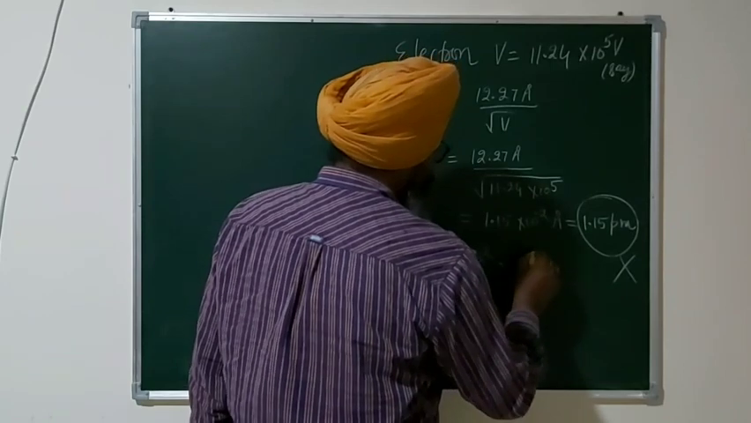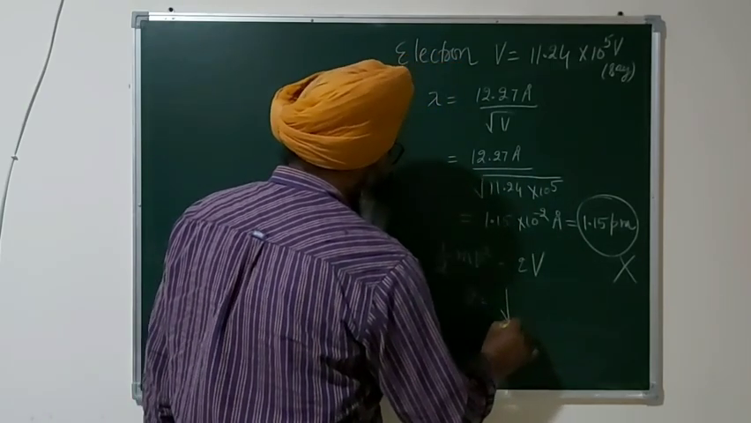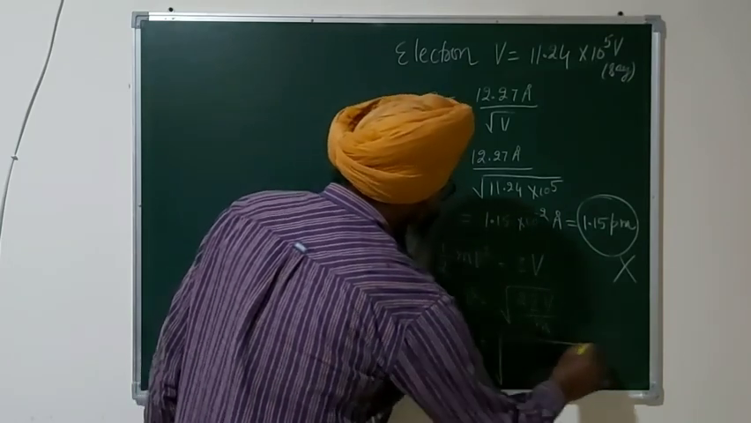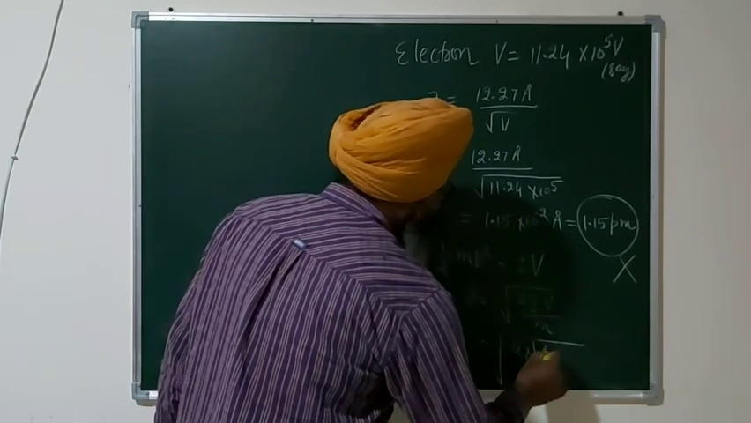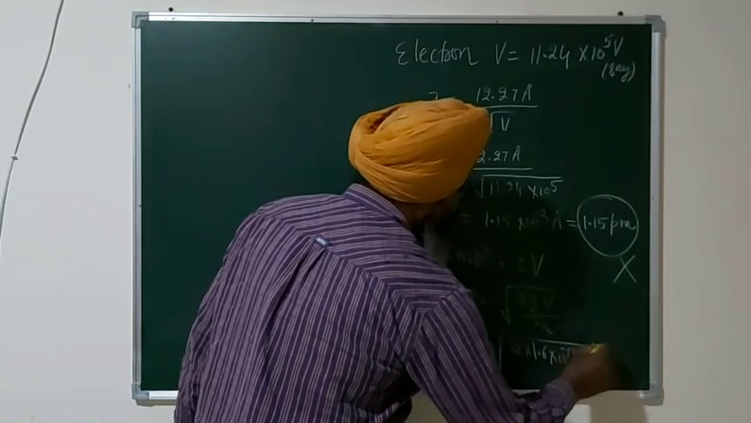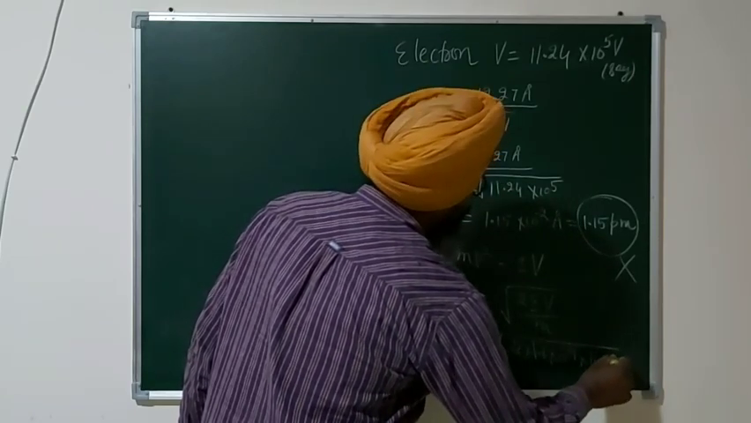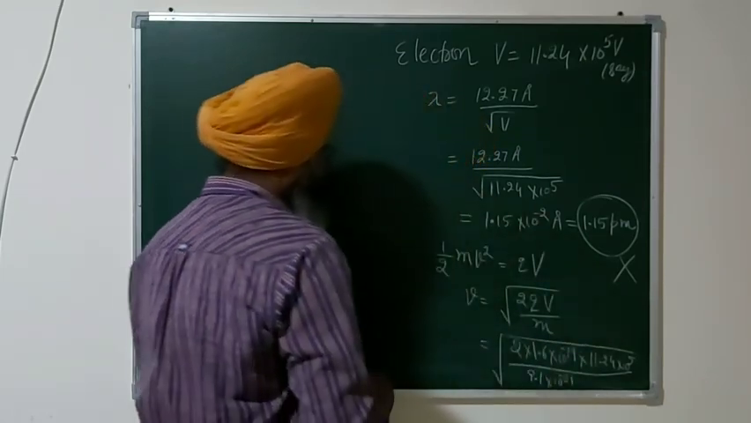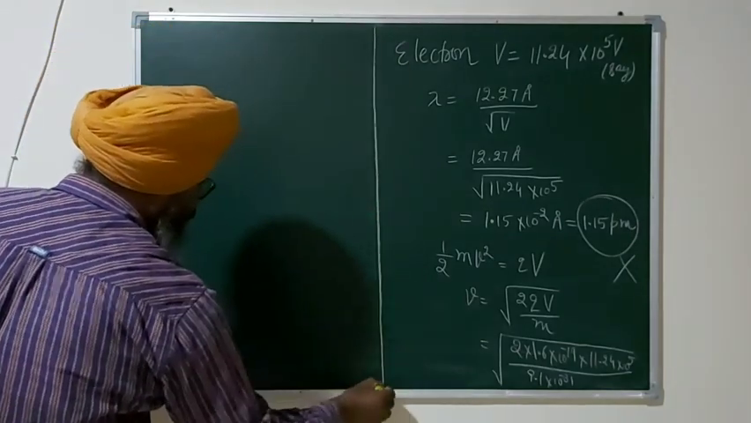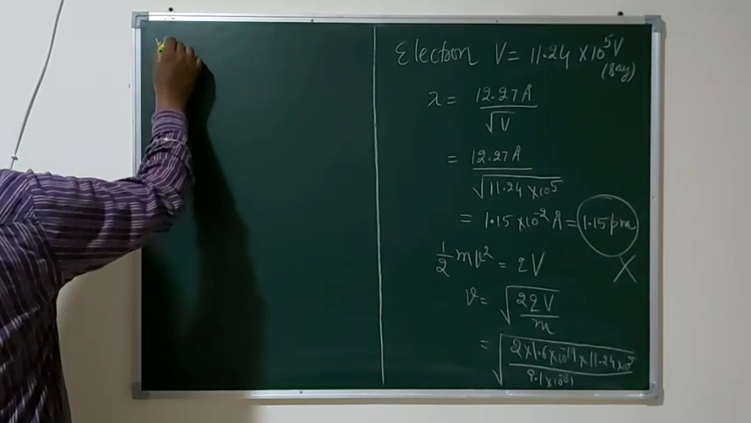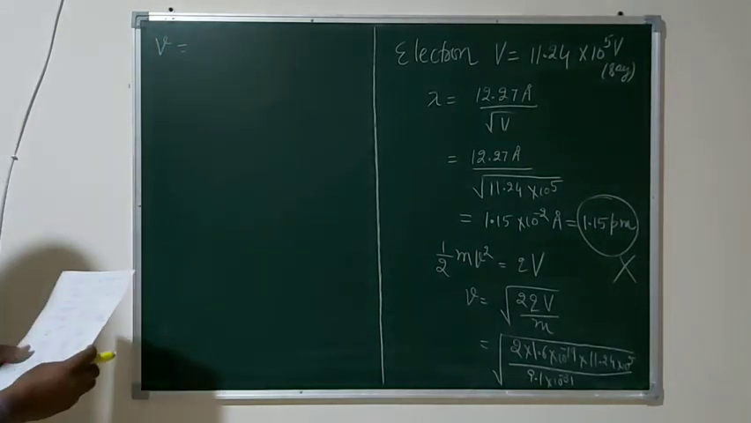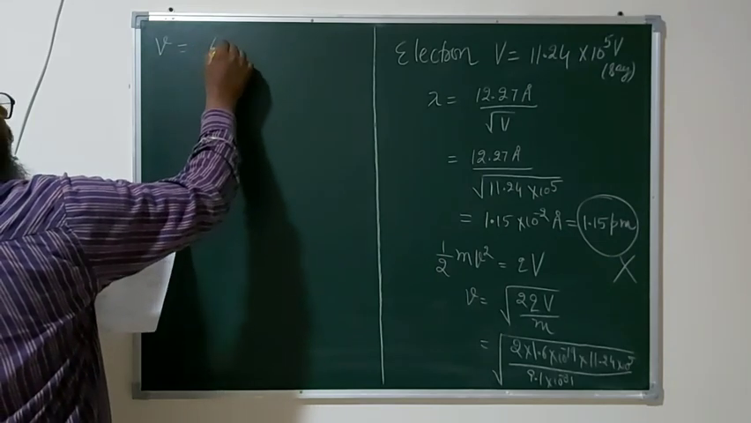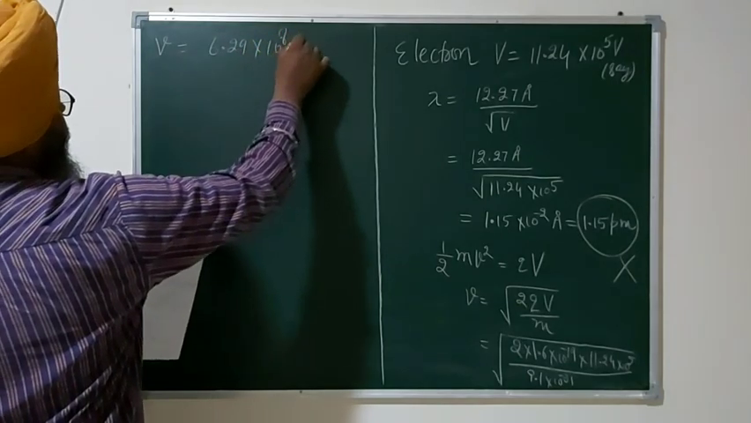It was equal to charge into potential difference, which gives us v is equal to square root of 2qV upon m. If I put the values, that is equal to 2q, because it is an electron, I would use the value 1.6 into 10 raised to power minus 19, V is 11.24 into 10 raised to power 5, divided by mass, which is 9.1 into 10 raised to power minus 31. Now if I evaluate this answer, the velocity of the electron will be simply equal to, as I have already calculated in my rough work, 6.29 into 10 raised to power 8 meter per second.